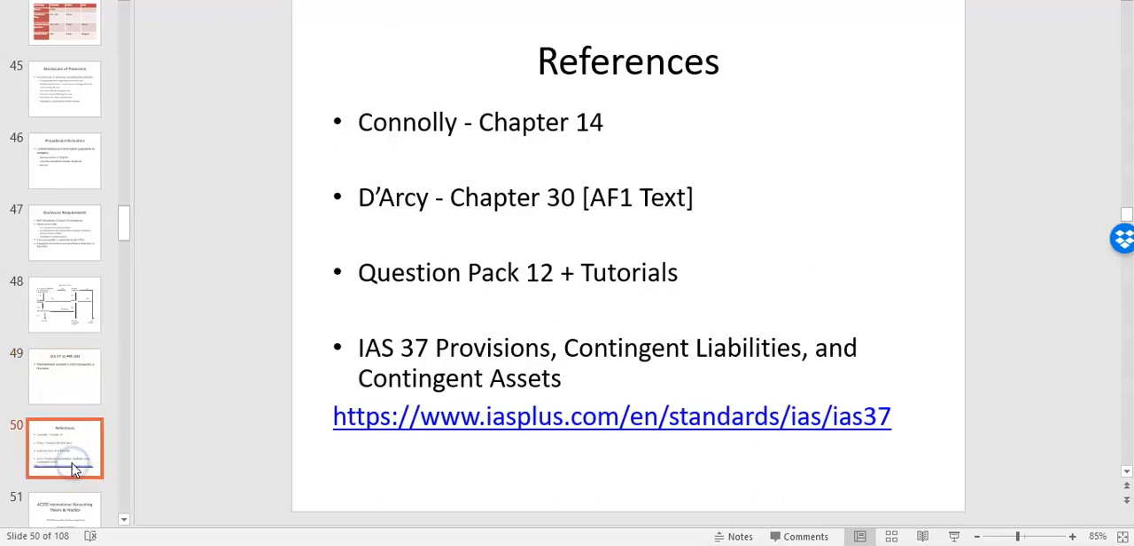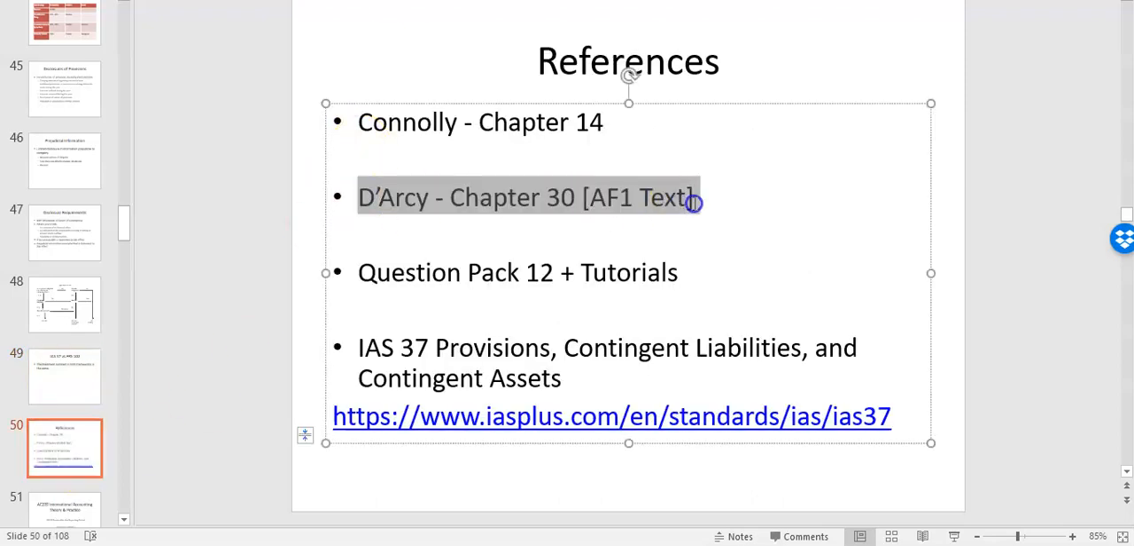So if you do want to read a chapter, as I mentioned in the live webinar, the Darcy textbook is the best starting point. Chapter 30, have a look at the slides and of course the question pack 12. We will have a tutorial next week which will cover IAS 37 and give you a couple of examples. Not the hardest of standards, quite frequently asked in exams, particularly in question ones, which is an IAS 1 question, and it's just the good students will be able to reference the relevant standards and also the relevant criteria in that standard as well.